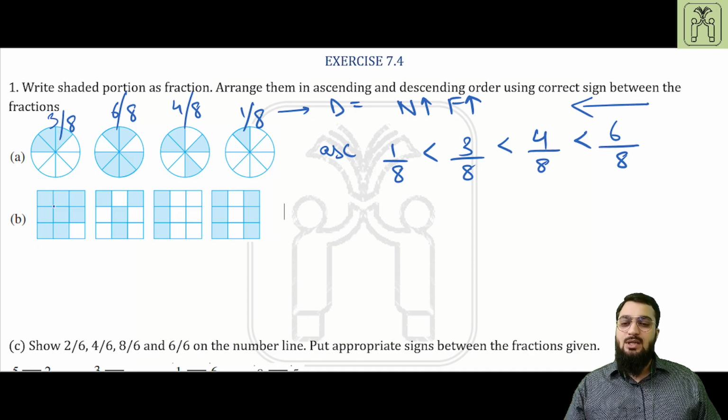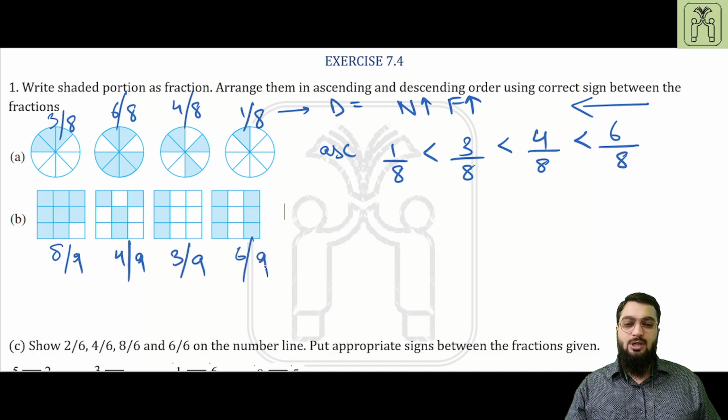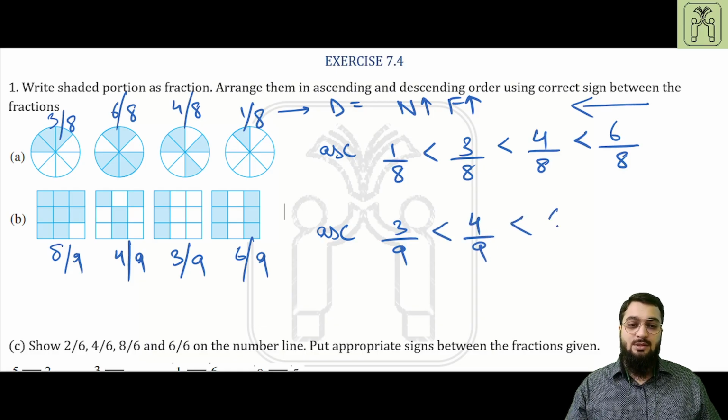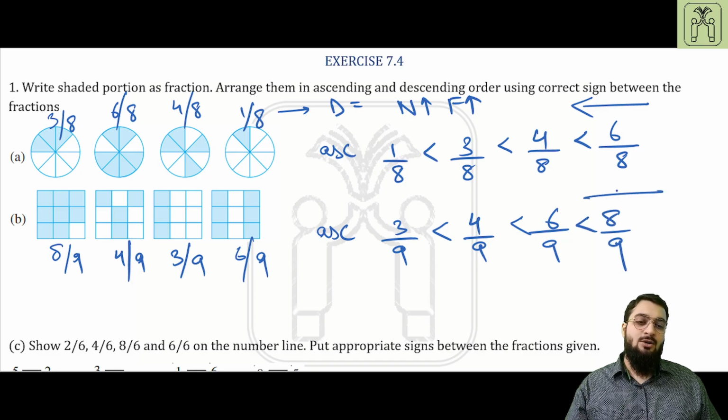Question B says that again we have some shaded regions, so I'll just write it down. So this will be 6 and 2, 8 upon 9. This will be 1 2 3 4 upon 9. This will be 3 upon 9, and this will be 6 upon 9. Here also the same formula will apply, and the ascending order can be written as easily as possible, and that will be 3 upon 9 is less than 4 upon 9, which is less than 6 upon 9, which is less than 8 upon 9. For descending order, you just need to reverse the order.